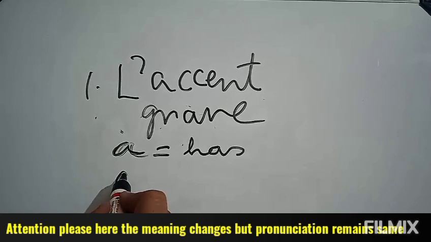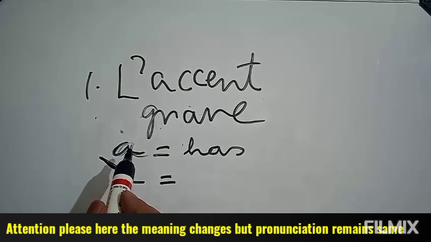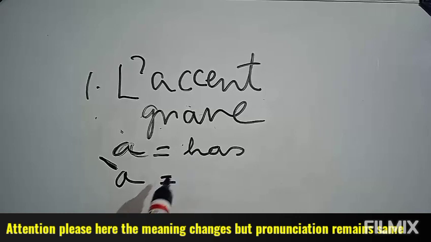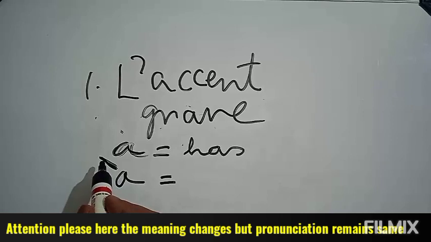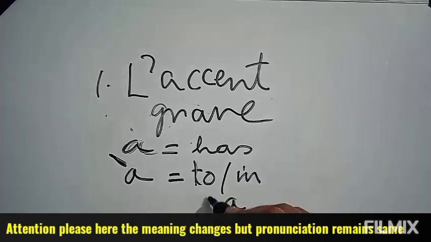But when you are using grave accent on A, the pronunciation stays the same. It is also "a". No change. Without grave accent, the pronunciation is "a". With grave accent, the pronunciation is "a". But the meaning changes. Without grave accent, the meaning is has, to have something. And à with grave accent becomes to or in. For example, à Paris, in Paris. This type of use.